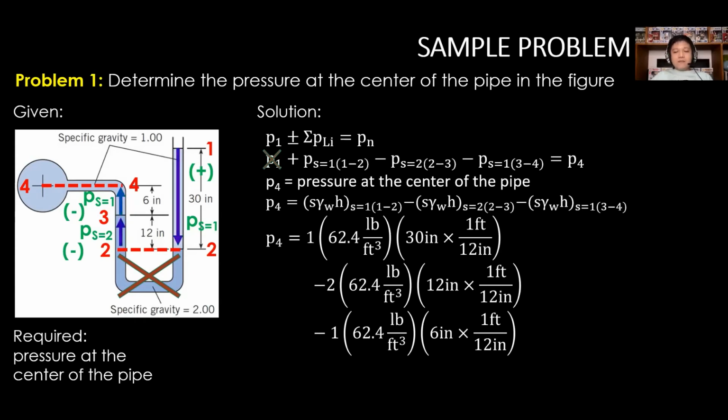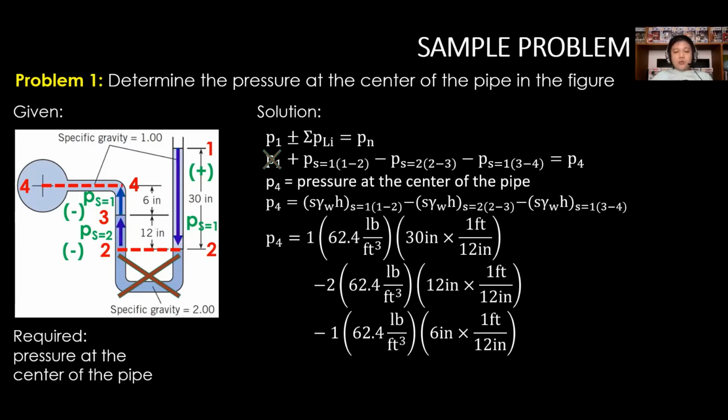Then minus the specific gravity of the next fluid is 2, multiply to gamma of water, that is 62.4, then multiply to the corresponding depth from 2 to 3, which is 12 inches. Convert to foot. Then minus the specific gravity of the next fluid is 1, multiplied to the unit weight of water, that is 62.4 pounds per cubic foot, then multiplied to the corresponding height, that is 6 inches.